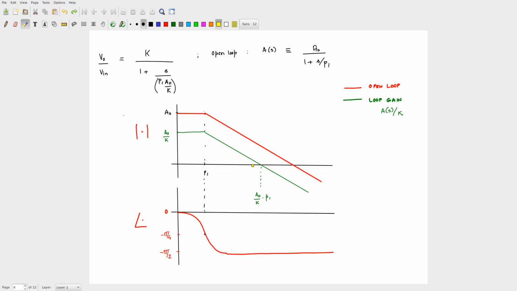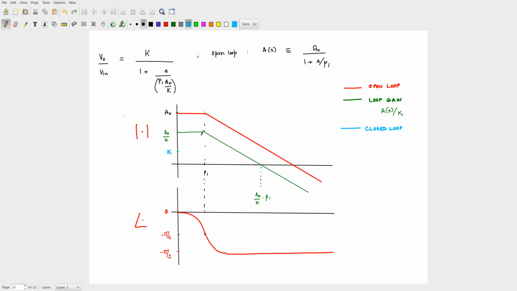All right. Now I also want to plot. What's the third quantity I want to plot on this plot? Open loop, loop gain and closed loop. How will the closed loop function look for this? At low frequency, where is it going to start? K, good.